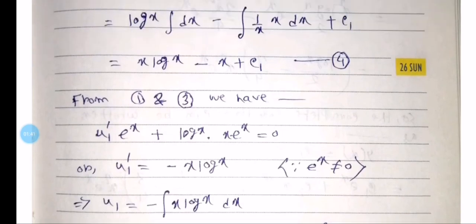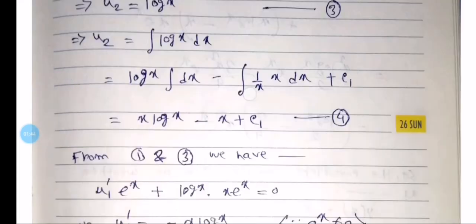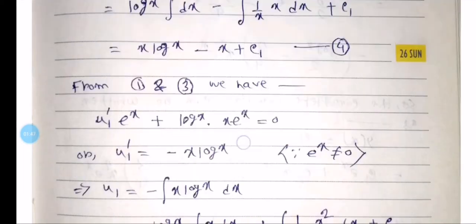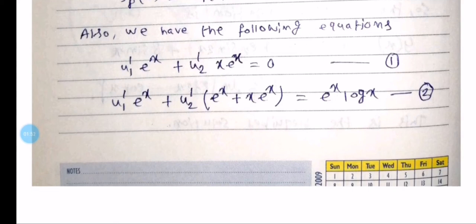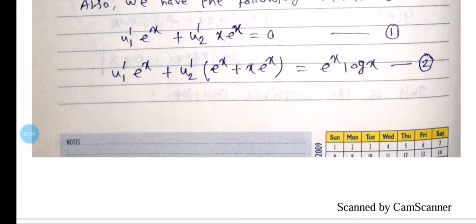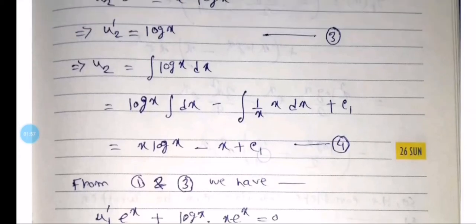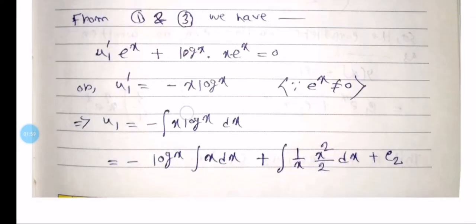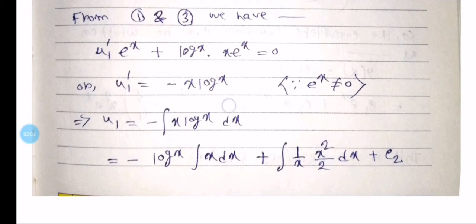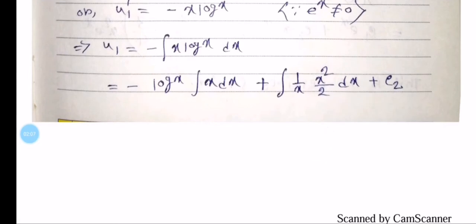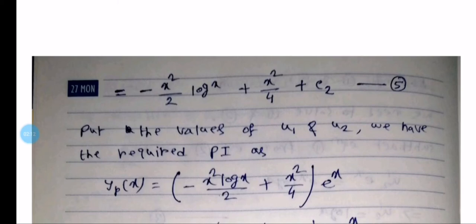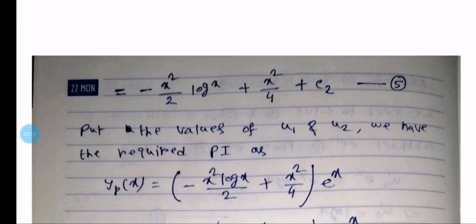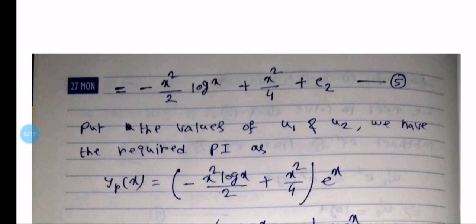Similarly, by putting the value of u2 dash in the first equation you can get the value of u1 dash. So from equations 1 and 3 you can get the value of u1 dash, which is minus x log x. So u1 equals, integrating both sides, minus x square by 2 log x plus x square by 4 plus some c2, you can write it c4.